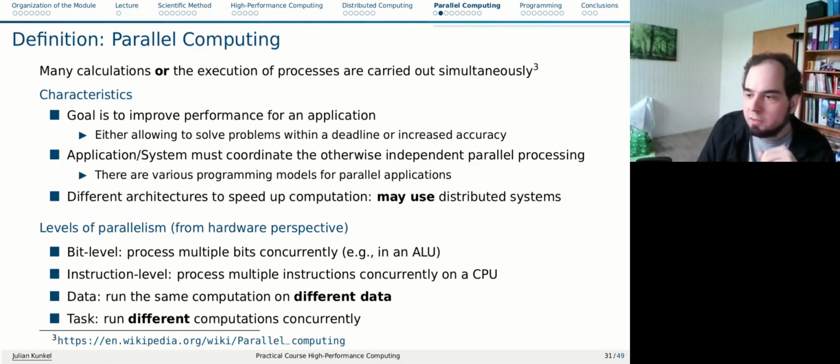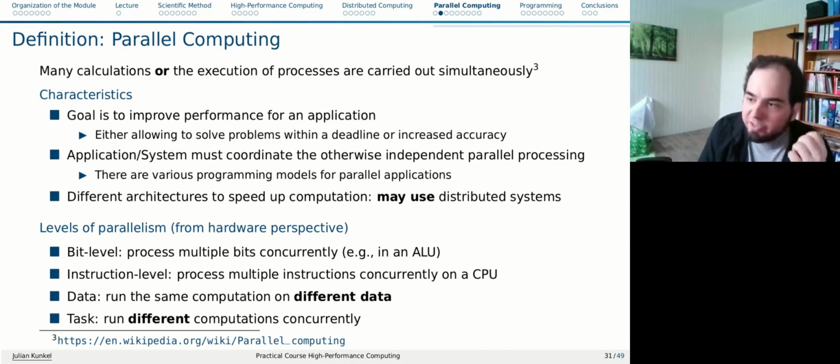So the application system must coordinate, in this case, the otherwise independent parallel processing. So you have not independent processes, but processes that work together. There are various programming models for parallel applications that you can use, such that they can coordinate and work together efficiently. Different architectures exist that allow me to speed up computation.